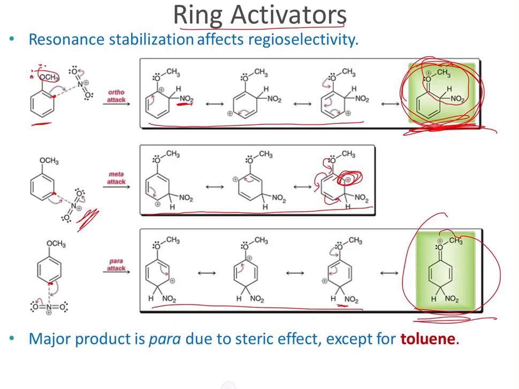So ring activators direct the incoming group mostly to the para position, which is the major product, except for toluene, where of course the substituent is just a methyl group. It's affected by other factors, including solvents, but it forms mixtures of almost 50-50 ortho and para, but the major product tends to be in the ortho position, probably due to the smaller size.